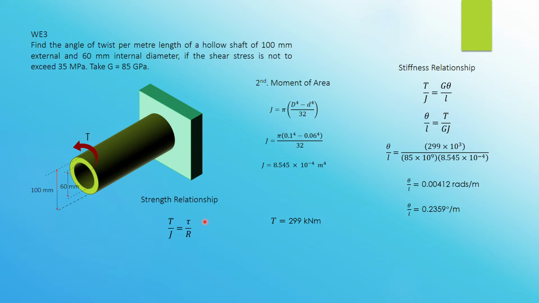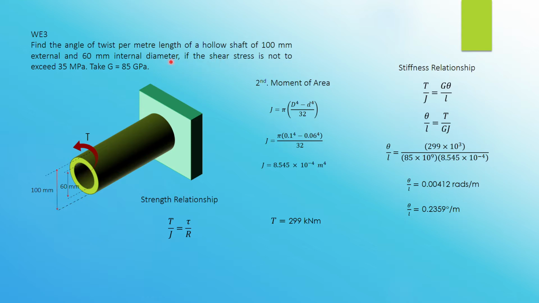So based on strength, you have T over J equals shear stress over R. The shear stress is given, so you can use your shear stress here, 35 times 10 to the power of 6. The J, the polar second moment of area, we have also found. That is 8.545 times 10 to the power of negative 4. And then the radius. This radius here should be the maximum radius, because you are looking at maximum shear stress.